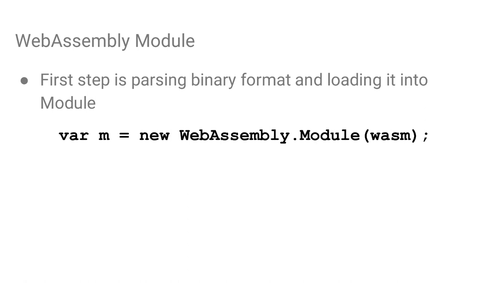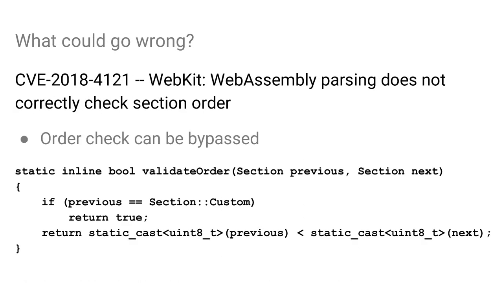And what does this actually do? Well, it parses the WebAssembly and basically loads it into memory. And what sort of problems could this have? Well, there was this bug. And what happened here is, there needs to be a specific order of certain sections in WebAssembly.